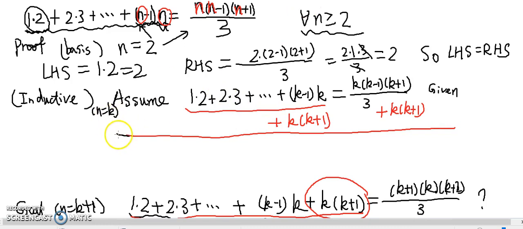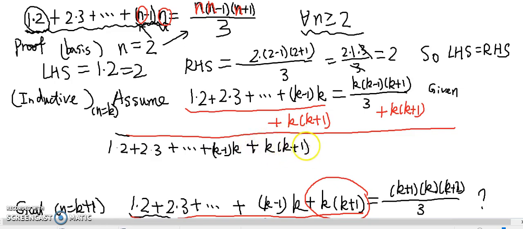So the left-hand side is going to be 1 times 2 plus 2 times 3 plus dot dot dot plus (k minus 1) times k. The whole left-hand side still needs to be copied because we are only adding a new term to the entire left-hand side. So we're going to add this term. And now if you take a look at the one we just obtained, that really matches the left-hand side in the goal equation.